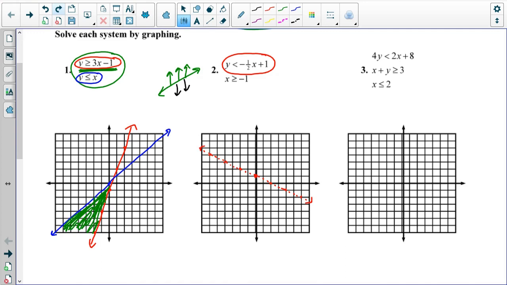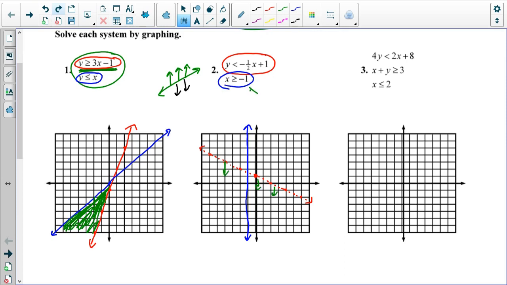Then I have x is greater than or equal to -1. X being greater than or equal to -1 is a vertical line that goes through x equals -1. So I need y to be less than -1/2 x plus 1. Y being less than -1/2 x plus 1 means that it has to be underneath the red line. So it needs to be underneath the red line.